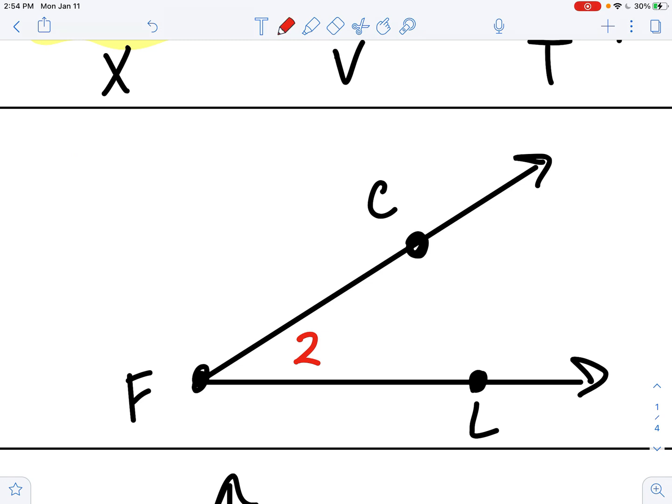Other than that, we're always going to use our two outside letters and our vertex right in the middle. Make sure you have that angle symbol, and you should be good to go.